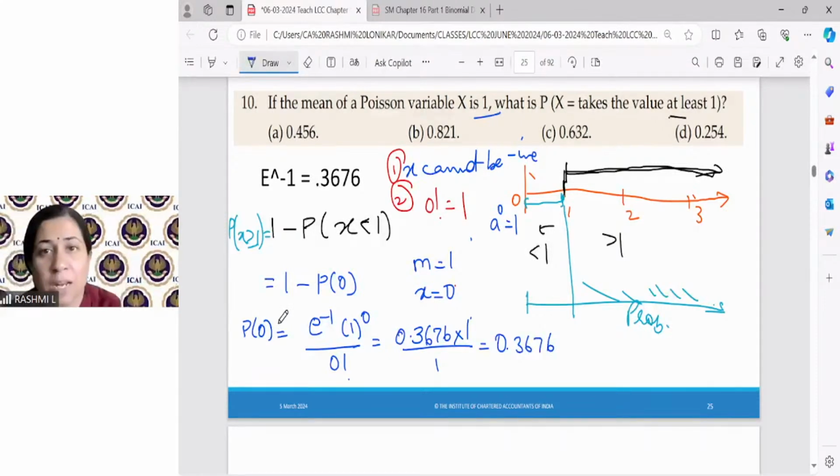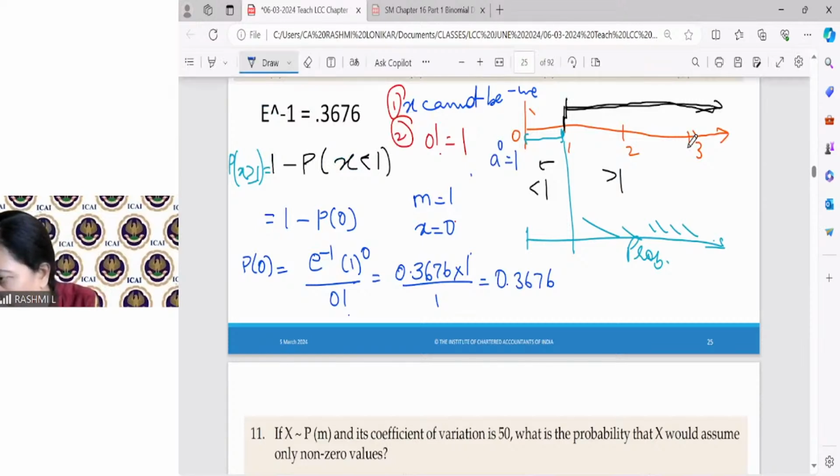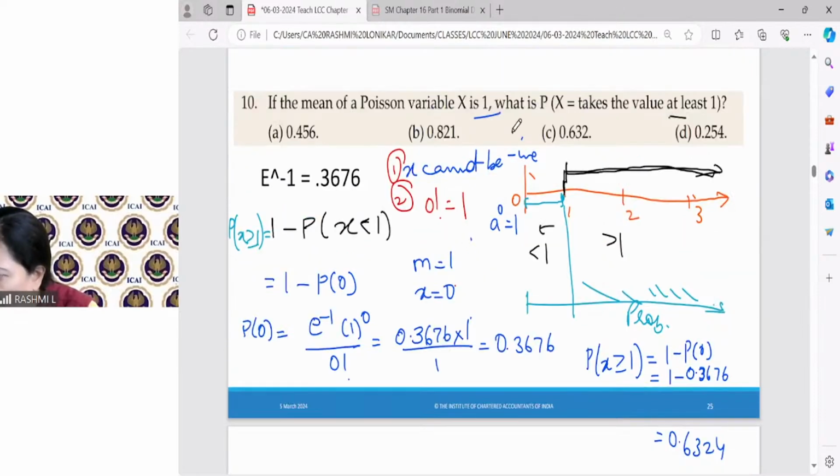But we have got P(0) now, we have not got the final answer yet. So what will be my final answer? P(x greater than or equal to 1) is equal to 1 minus P(0), which is equal to 1 minus 0.3676. Now 1 minus 0.3676 is 0.6324. So in the options, what is there? 0.632. So 10C will be the answer.